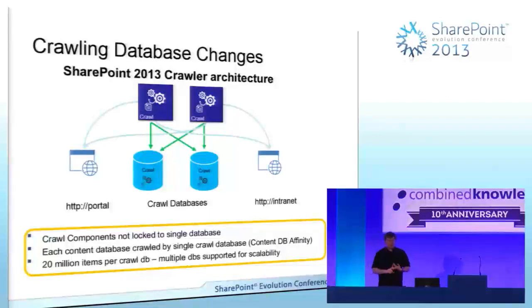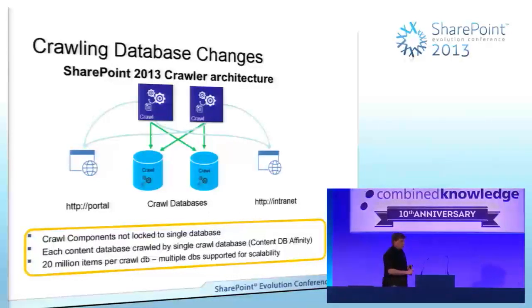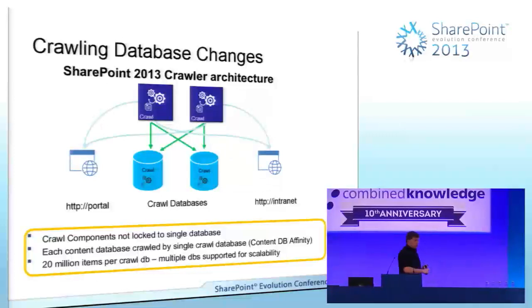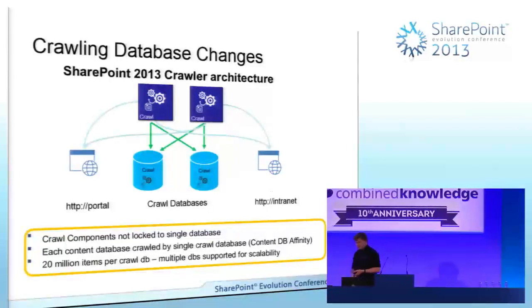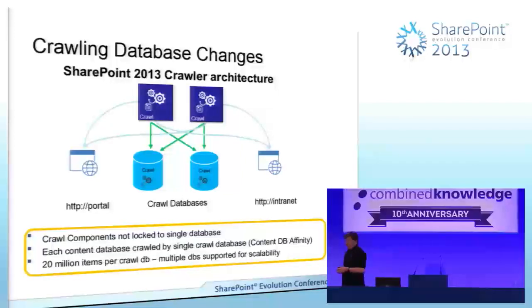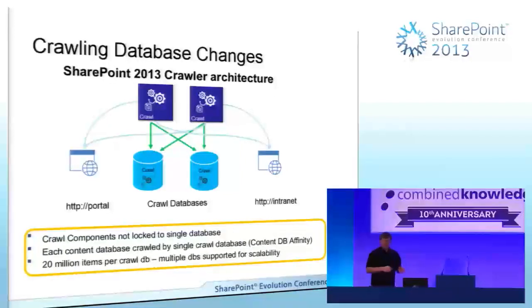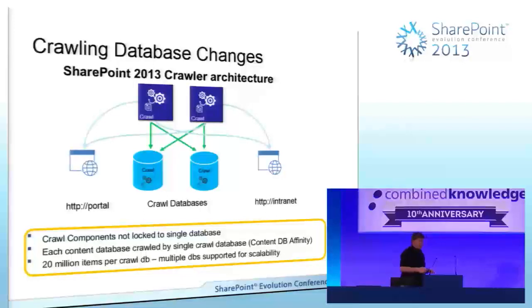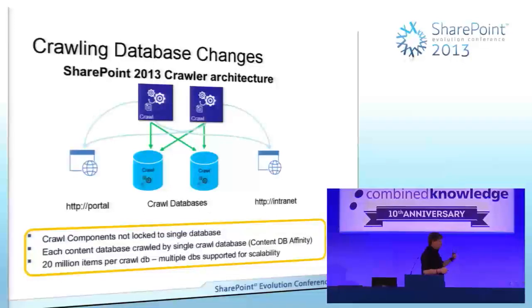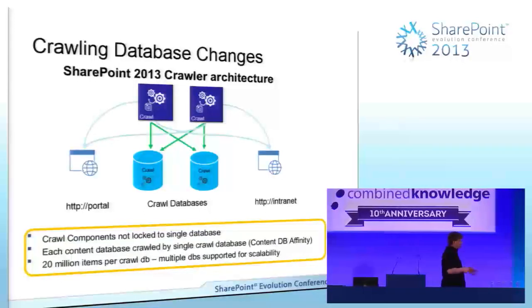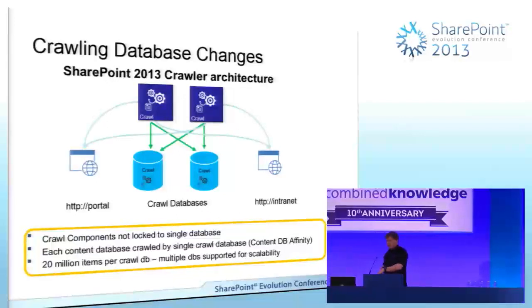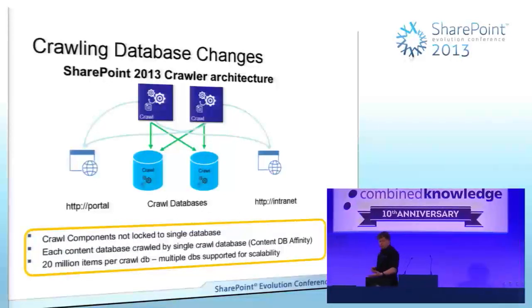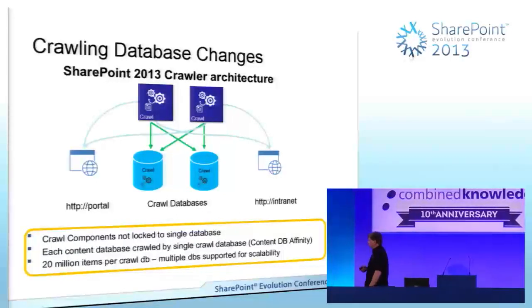It leads to faster crawls, and it also allows us to support this new thing called the continual crawl process. We couldn't do that previously without the architectural changes. And this 25 million item limit goes away. So we still have a 20 million item limit per crawl DB, but all we have to do now is store more and more crawl DBs. Our limit has gone from 25 million per web application to 20 million per content DB from a crawl perspective. So it's a much more performant, much more scalable architecture.